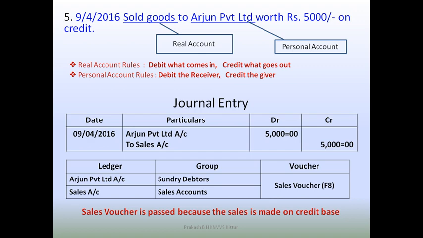And then the sales account. The sales account comes under the group sales accounts. So we have to pass the voucher, that is the sales voucher. The sales voucher is passed because the sale is made on credit, when there is no involvement of cash. On the basis of credit we have made the transaction, so therefore we have to pass the sales voucher.